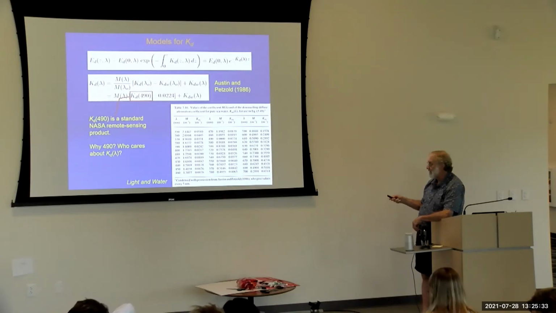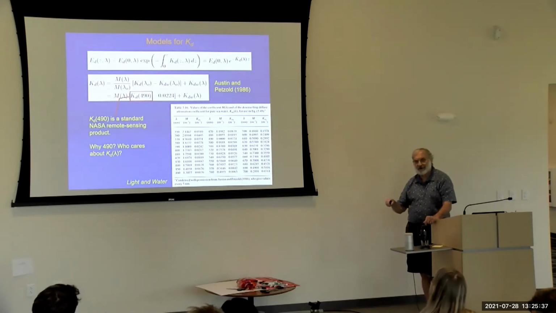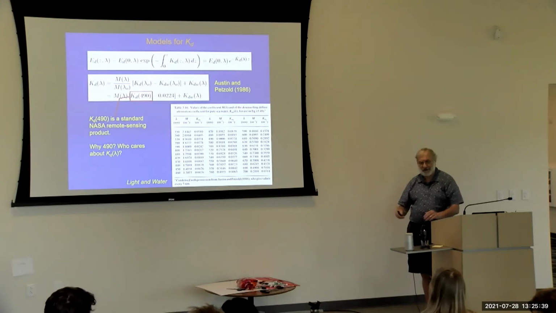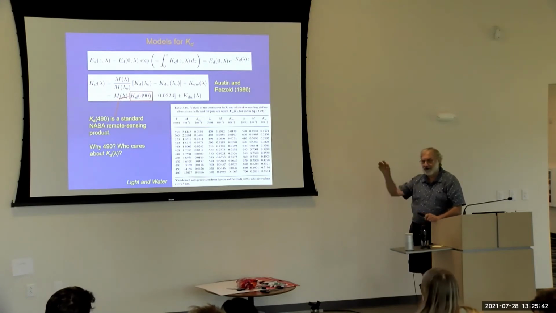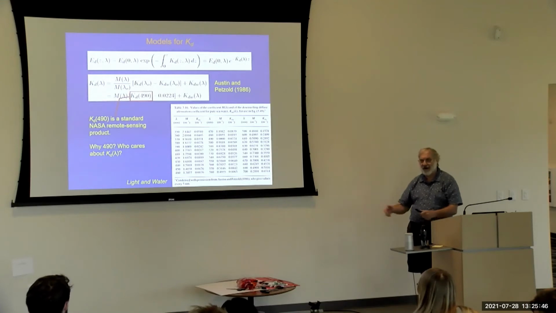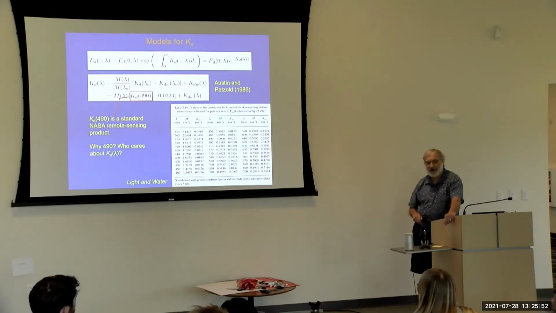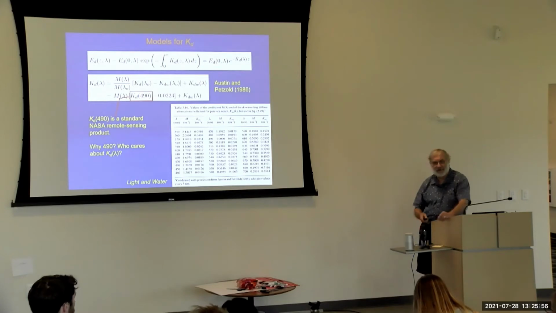And KD 490 is a standard NASA remote sensing product. So when you go look at your MODIS data or your VIIRS data, and you get out all of this stuff, chlorophylls and so forth, one of the things you get out is KD at 490. So first question, why did they pick 490? Why not 550 or 440 or something?